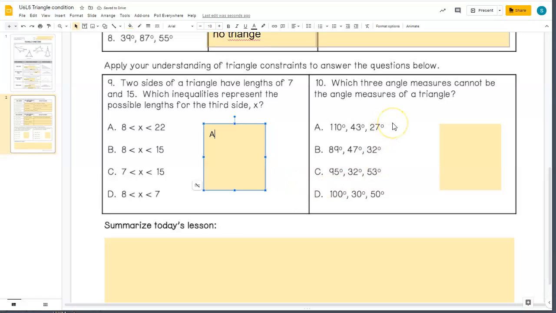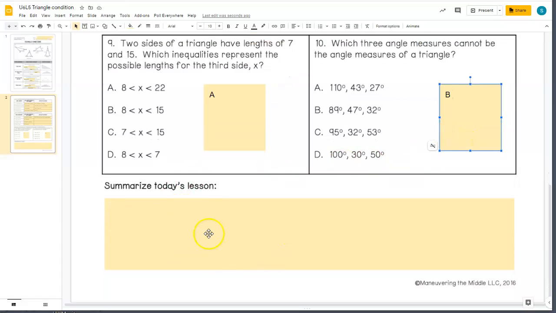Let's look at this one. We want the three of them to add up to be 180. So we're going to try those and see. So this one is 180. This one is 180. Ooh, this one is not 180 when we add those up, so the answer is B. B does not add up to 180, and all of the other ones do.